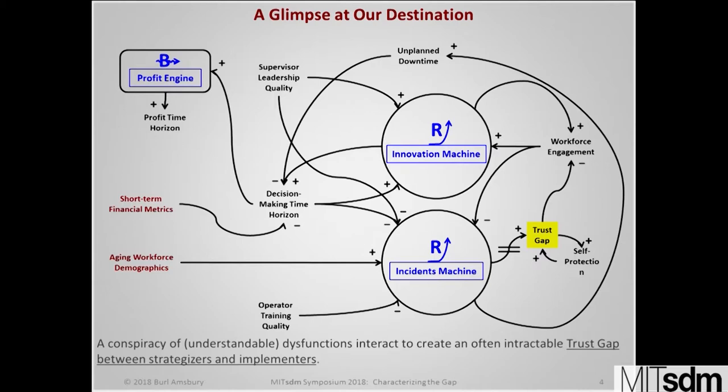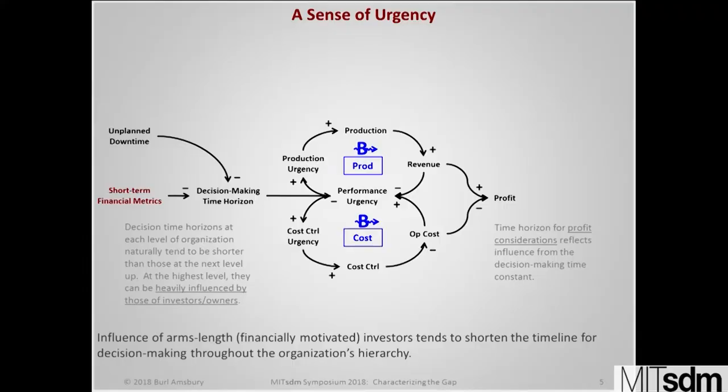No bad actors are required, no conspiracies, no stupid people are required. Everybody can do what makes sense at the time, and what you get from the interaction of all those adaptive agents is emergent behavior, and it shows up in very clear patterns in the kind of companies we work with. What comes out of that, among other things, is a gap in trust between frontline workers, implementers, and management, strategizers. So if they don't trust each other, there's going to be a gap. So let's start with that little simple model of a production machine.